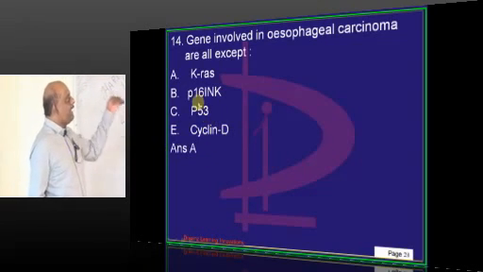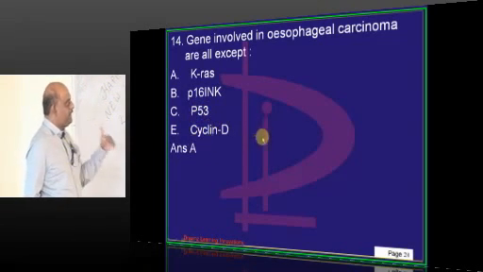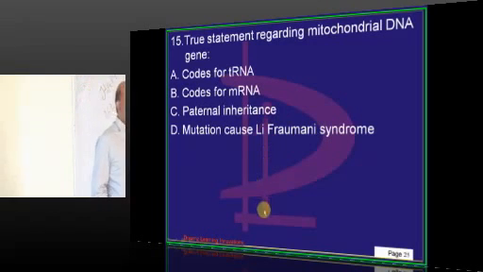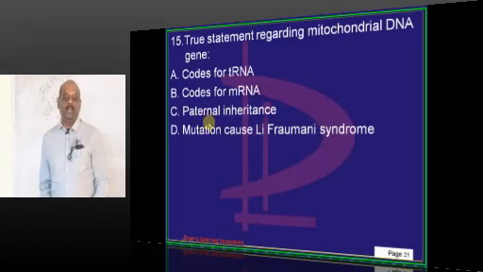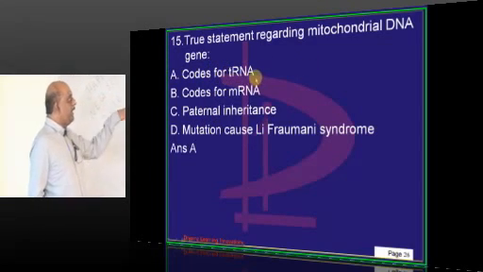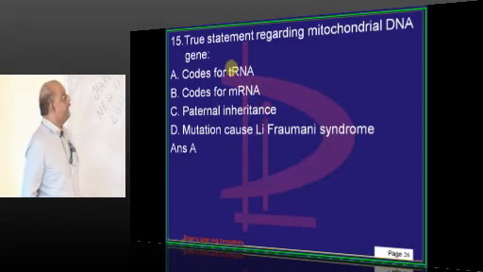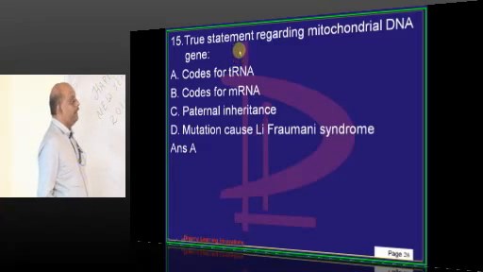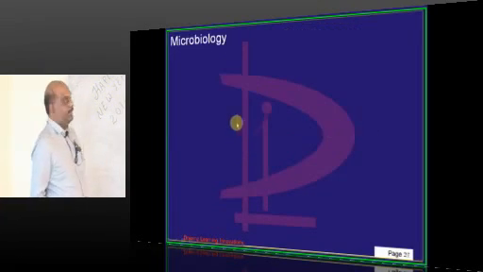In esophageal cancer, you have P16, P53, cyclin D, but not KRAS. One oncogene, definitely they will ask, doctor, you have to review. Then regarding mitochondrial DNA, it codes for what? tRNA. Yes, it is a maternal inheritance.